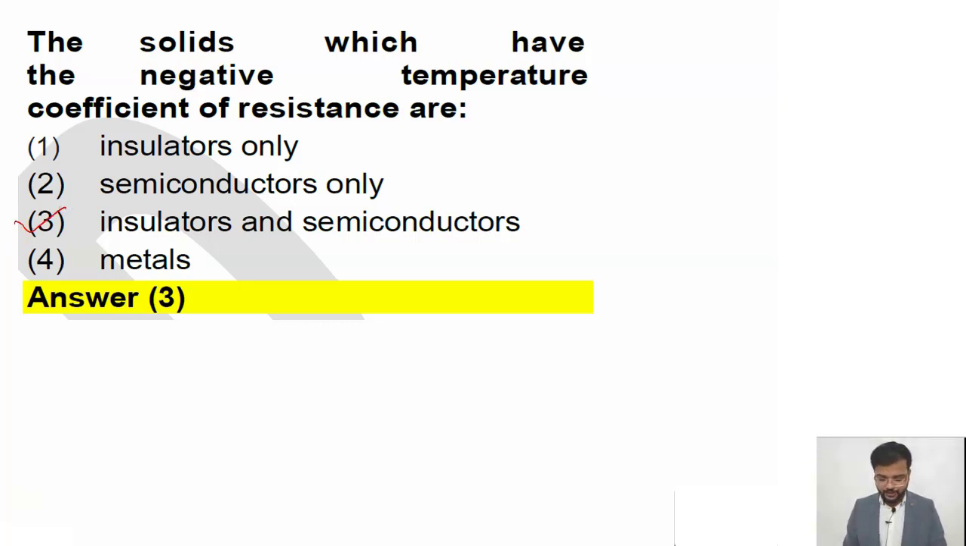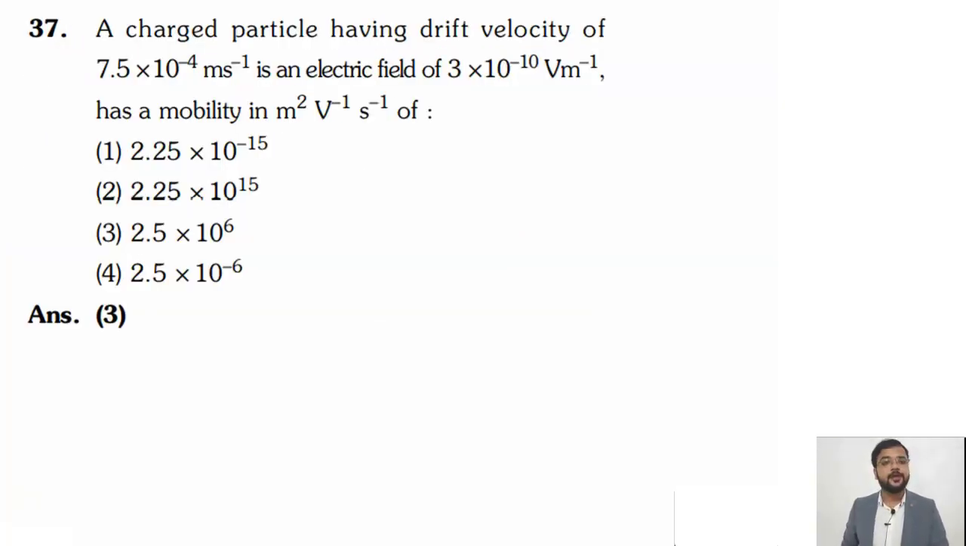Okay, so remember this thing. See the next question over here. The next question is: a charged particle having drift velocity of 7.5 into 10 raised to minus 4 meter per second in an electric field of 3 into 10 raised to minus 10 volt per meter has a mobility in meter square per volt per second of. Okay, let's see this question.